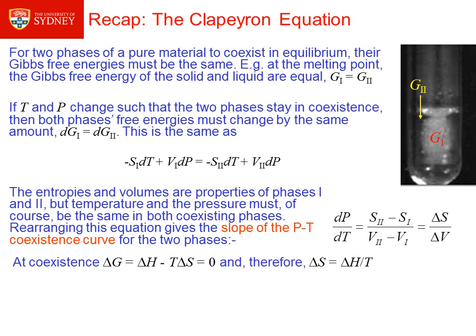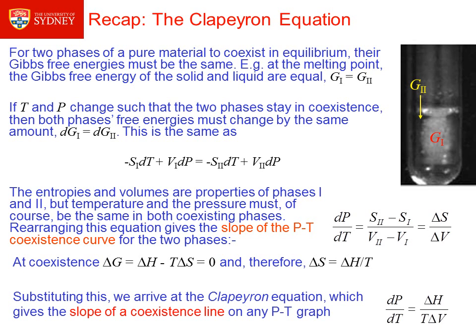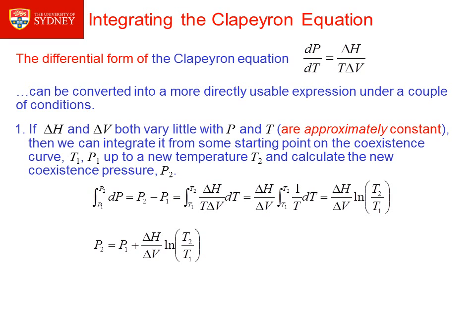Now, at coexistence, delta G between the two phases is 0, so delta H minus T delta S is 0, and therefore delta S is equal to delta H divided by T. Substituting this, we obtain the Clapeyron equation, which gives the slope of a coexistence line on any PT graph. dP/dT equals delta H over T delta V. This is the differential form of the Clapeyron equation.